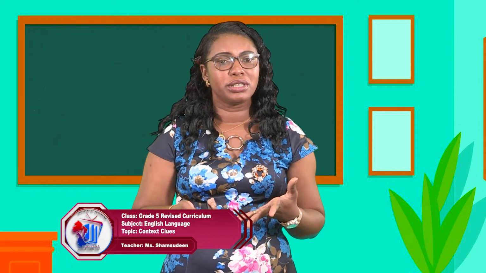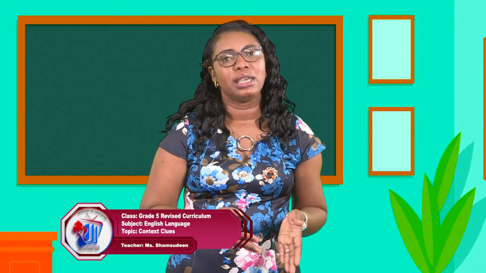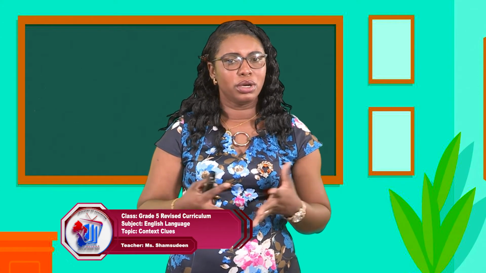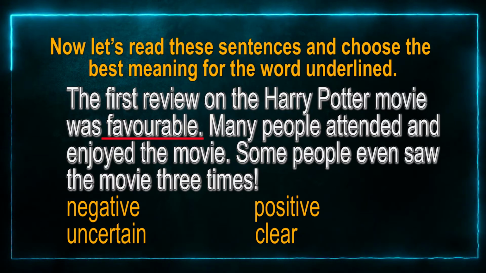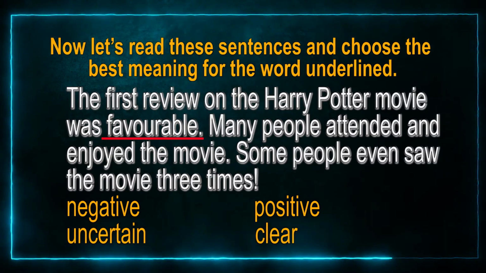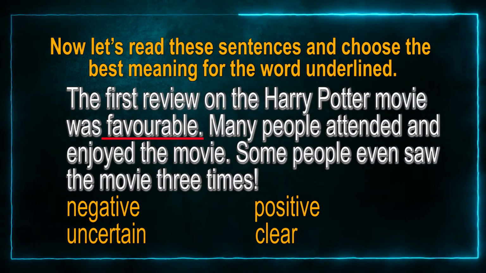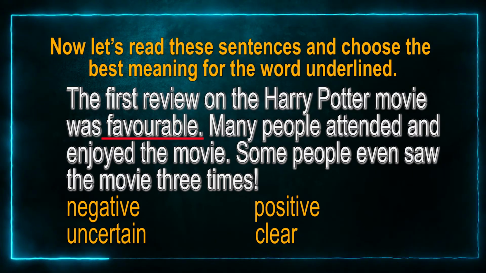Those were the words from our passage, which we used the clues that were in the passage, either in the same sentence with the word, or it was in a sentence that came immediately after that one. There are 2 other sentences here that you could look at and see if we could find the meaning. The first sentence reads, the first review on Harry Potter movie was favorable. Many people attended and enjoyed the movie. Some people even saw the movie 3 times.